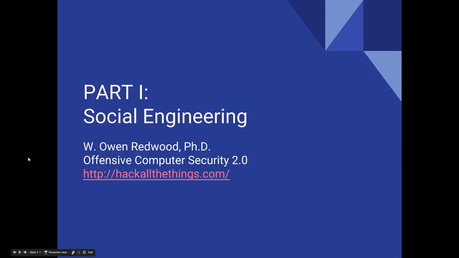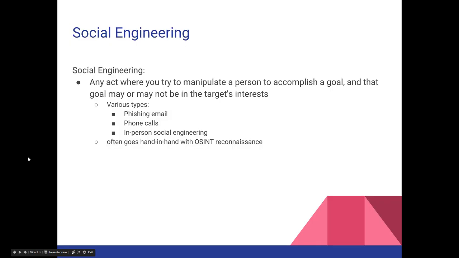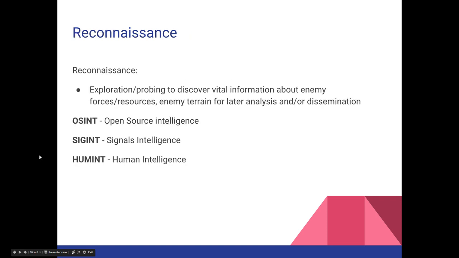Now let's begin. Part 1, social engineering. Social engineering is any act where you try to manipulate a person to accomplish a goal, and that goal may or may not be in a target's interests. There are various types: phishing email, phone calls, in-person social engineering, rumors, spreading gossip, seeding online dissent. There's all sorts of types. It can be direct or indirect. It often goes hand in hand with open source intelligence reconnaissance, as it's basically human, and that's a great complement. We're going to talk about that in a little bit.